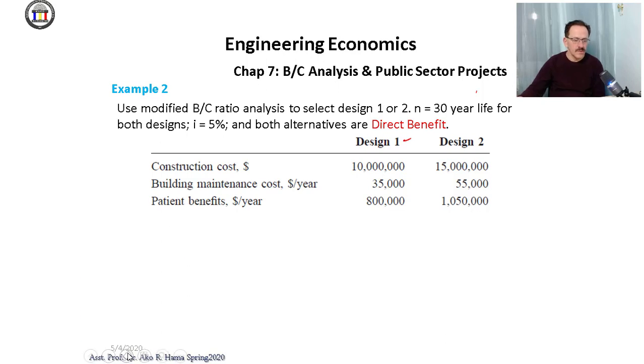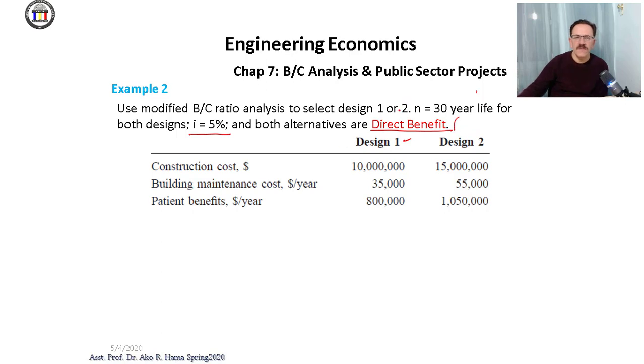Now we have to say: use modified B over C ratio analysis to select between designs 1 and 2, with N equal to 13 for both designs, and i equal to 5%. You have to be aware that the alternatives are direct benefit.